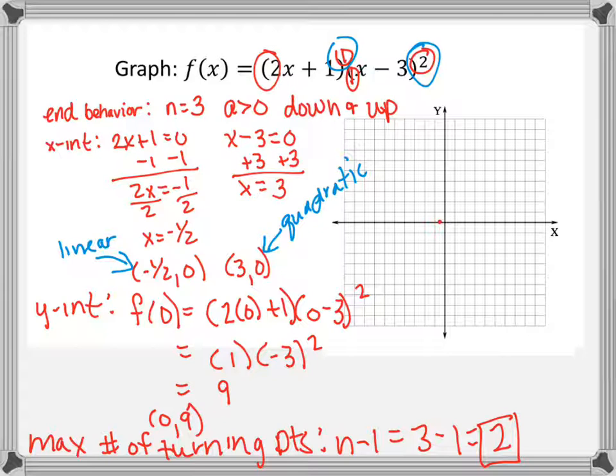Let's plot our x-intercepts, so (negative 1/2, 0) and (3, 0). Our y-intercept, we know that end behavior is down and up, so we have something generally in the shape of this purple graph. We know our graph goes through the x-axis at negative 1/2, but turns around on the x-axis at 3. So we get a graph that may look something like this.